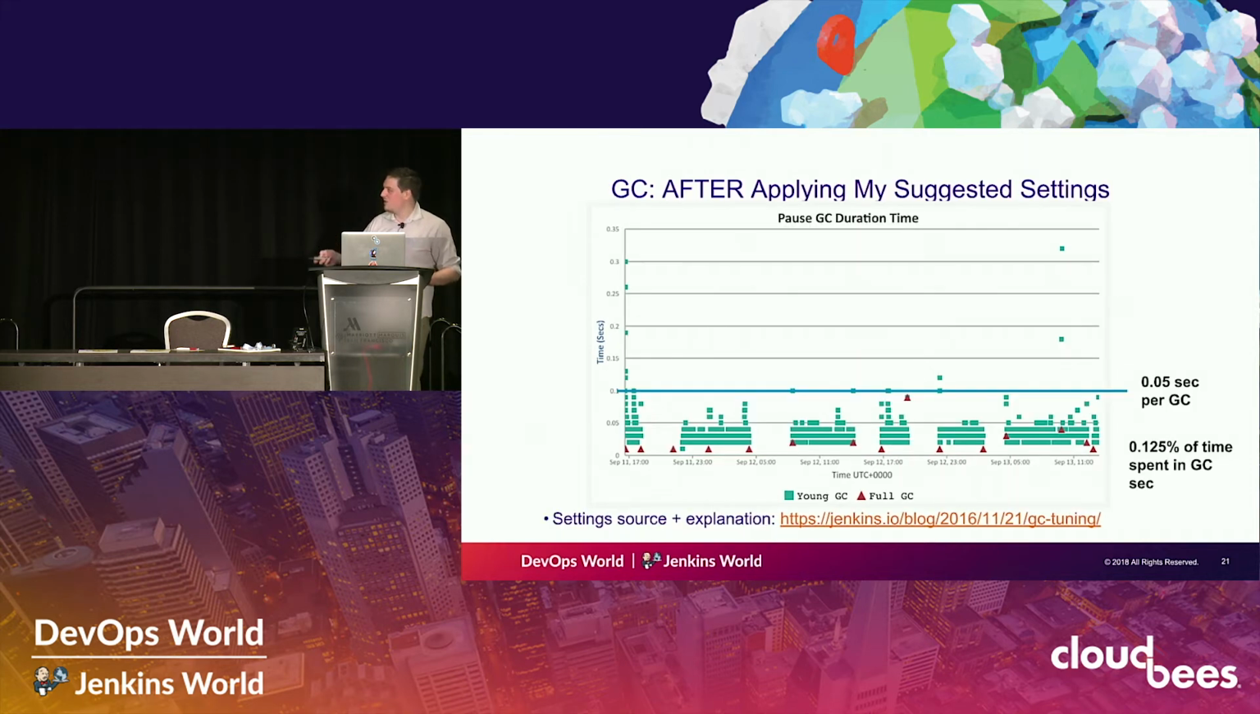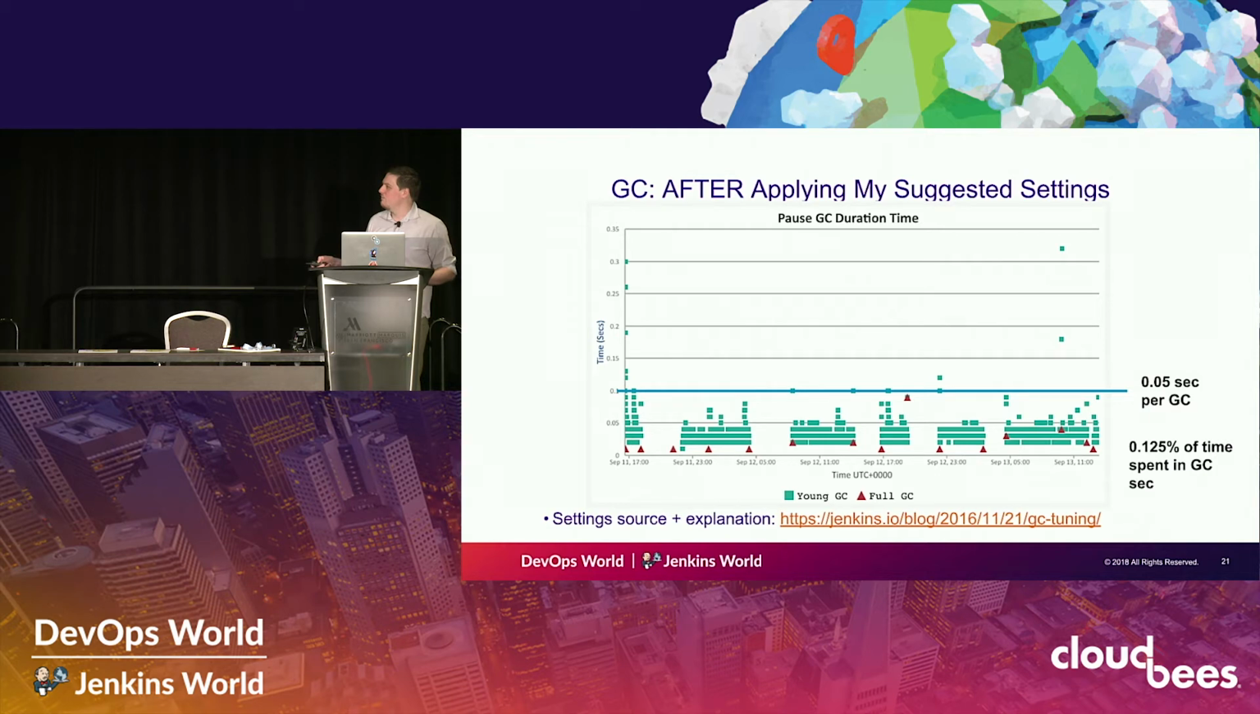So this is after applying the secret sauce settings that I've recommended a couple of years ago. So I've got a link here. If you Google Jenkins GC, you'll probably find the blog I wrote that explains how we got to these settings and gives you the specific ones. This is the exact same instance under the exact same workload.